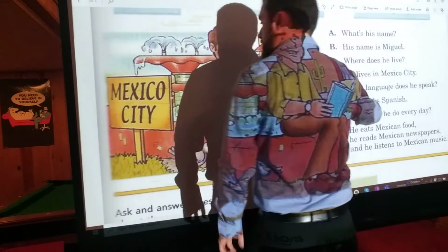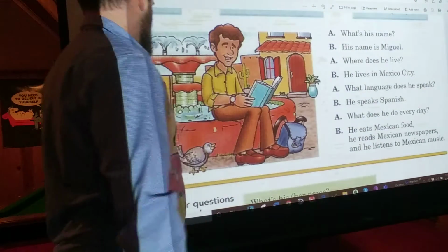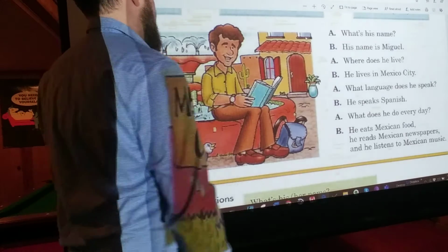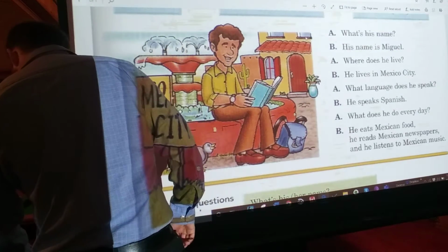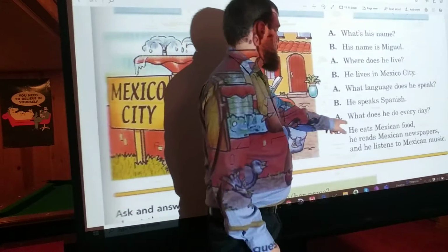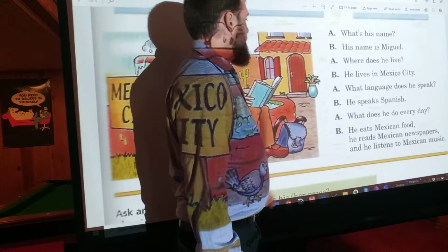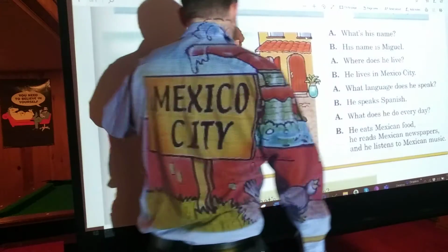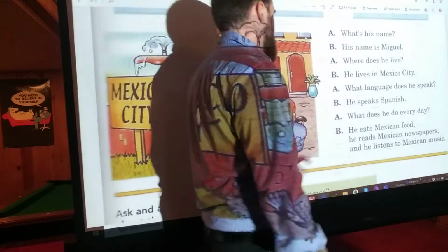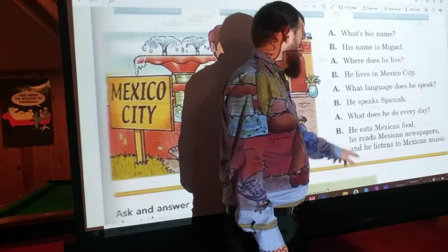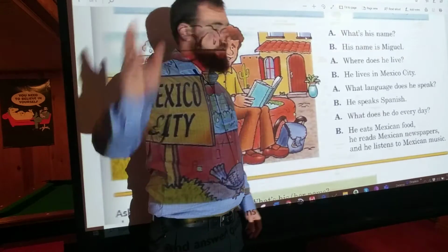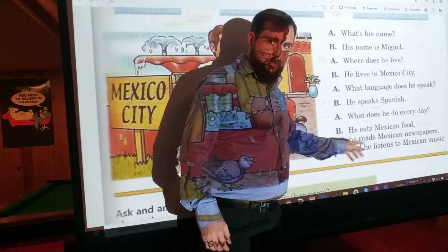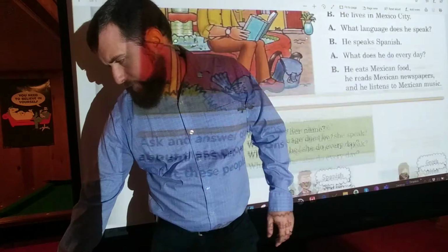What language does he speak? He speaks Spanish. What does he do every day? He eats Mexican food, because he's in Mexico. He reads Mexican newspapers, and he listens to Mexican music. Okay? To make this one a little shorter, you can just pick one sentence to write on this one. I think that would be fine.